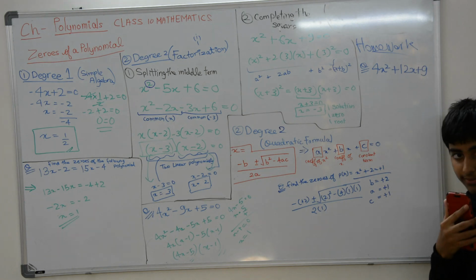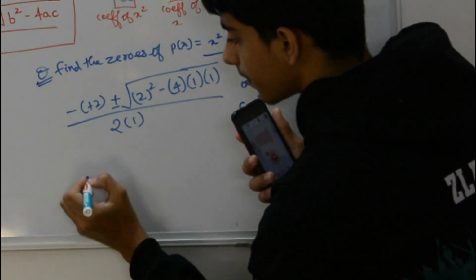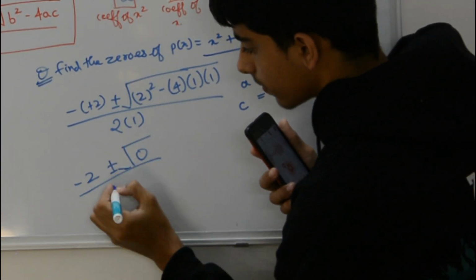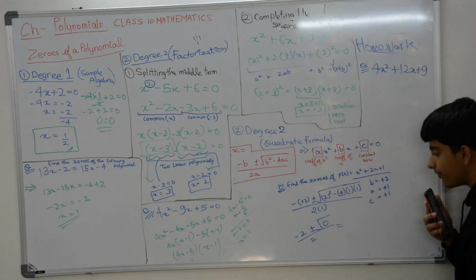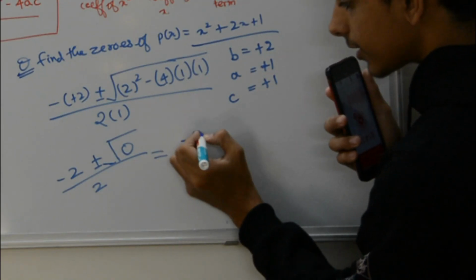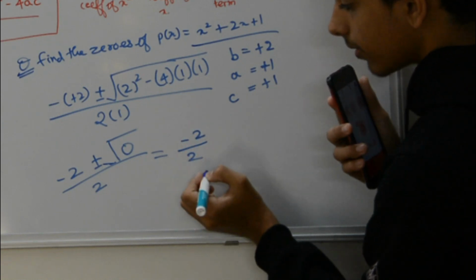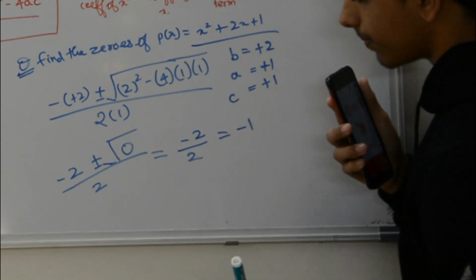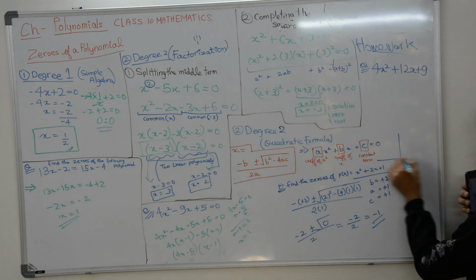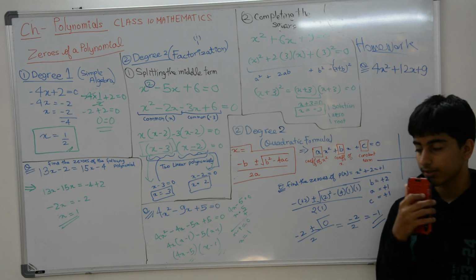Now we can just simply solve this by using simple algebra. We know that the root of 0 is just 0, so we derive minus 2 by 2, which is equal to minus 1. So can you try to guess the graph of this equation? The graph of this would be something like this.